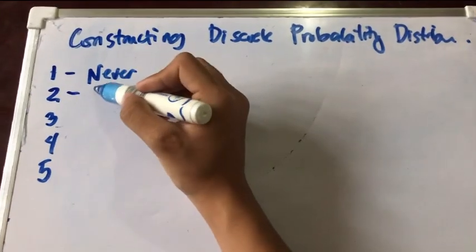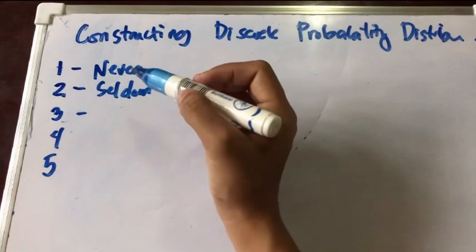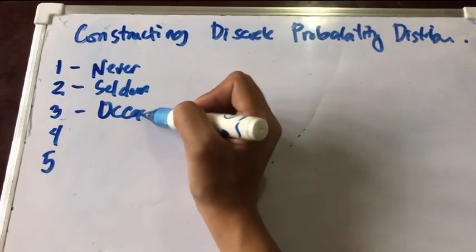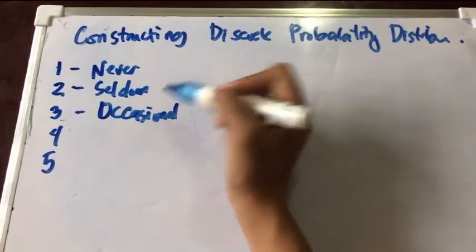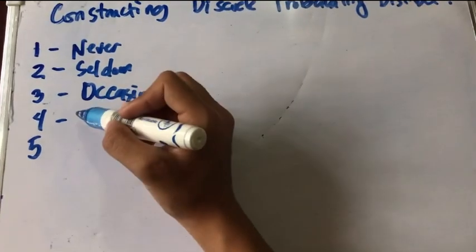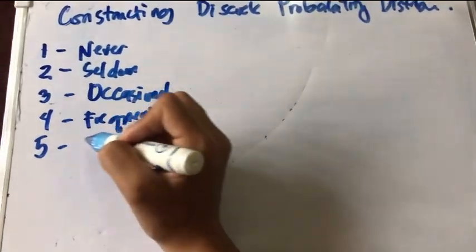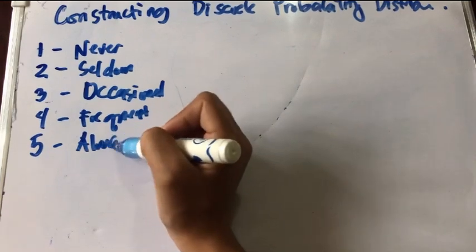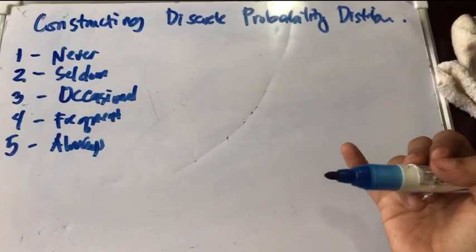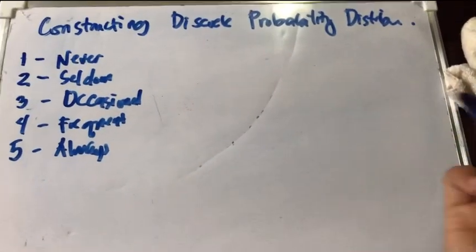1 means never. 2 means seldom. 3 means occasional. 4 means frequent. And 5 means always. So after surveying, you were able to get the scores of the 20 respondents.